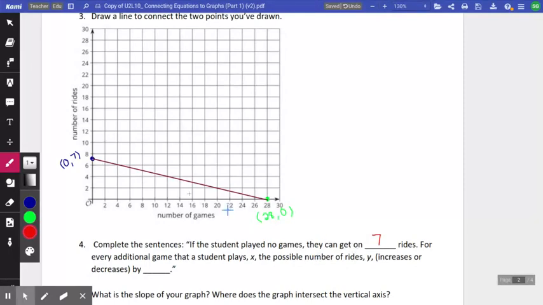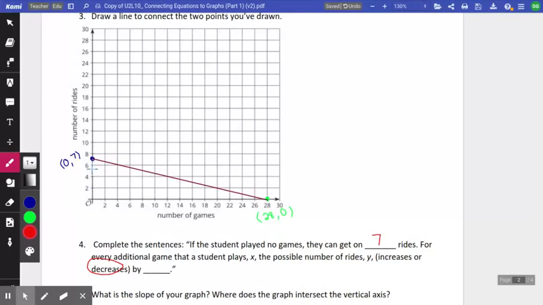So a different way to think about this is we're starting off here, no games, you can go on 7 rides. If we decide, okay, well, there's 1 game I want to go on, what's that mean in terms of the number of rides you can go on? Does the number of rides increase or decrease? The number of rides decreases. The more games I play, the less rides I can go on. There's a number we can put with that.